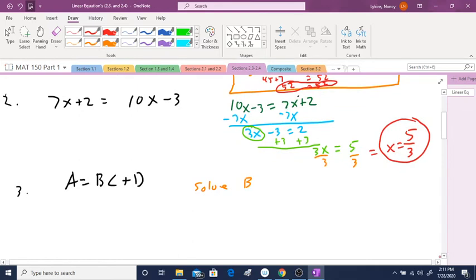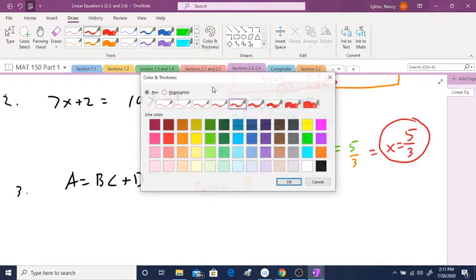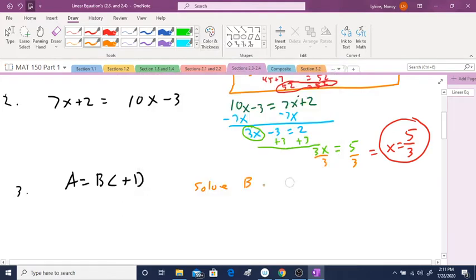Now, on this problem right here, this is the one that tends to stump everybody, because in math, we like dealing with numbers, not a lot of letters. So what I like to do is this: I look at what I'm trying to solve for. In this case, I'm trying to solve for B. So I'm going to circle the B.